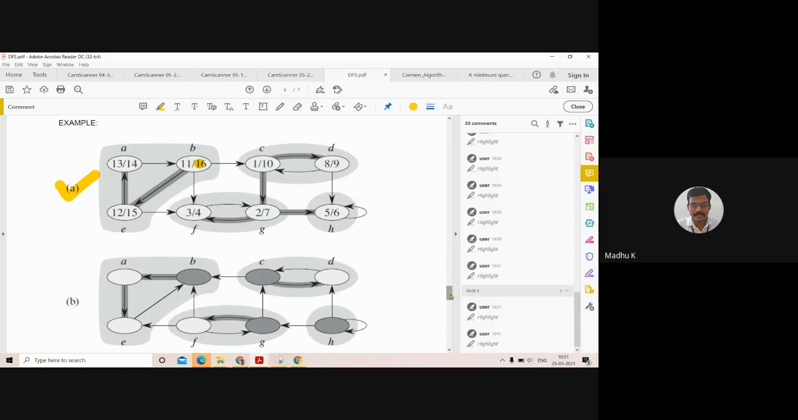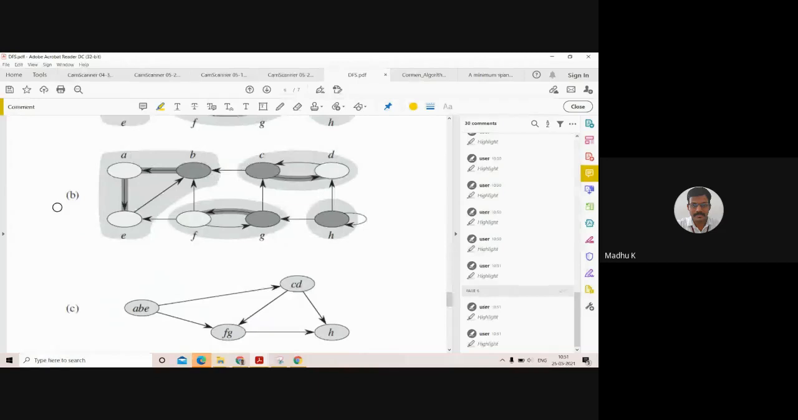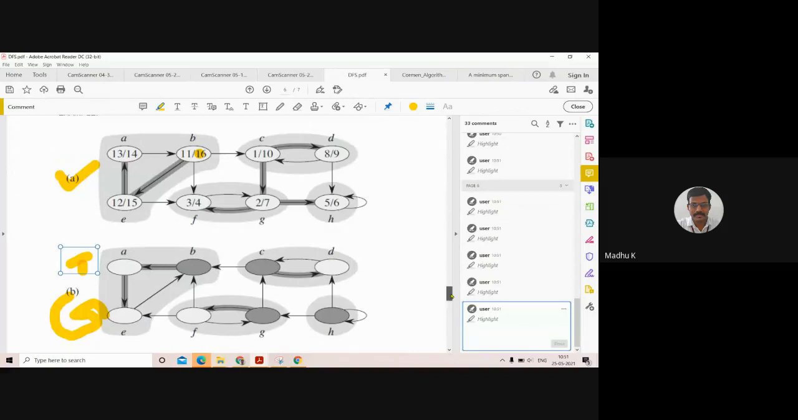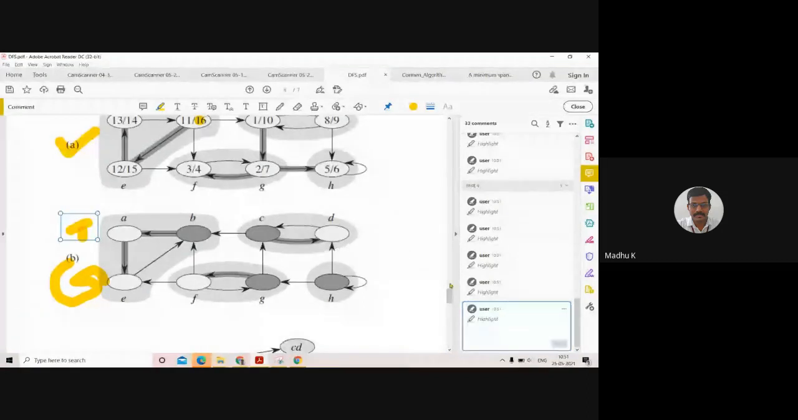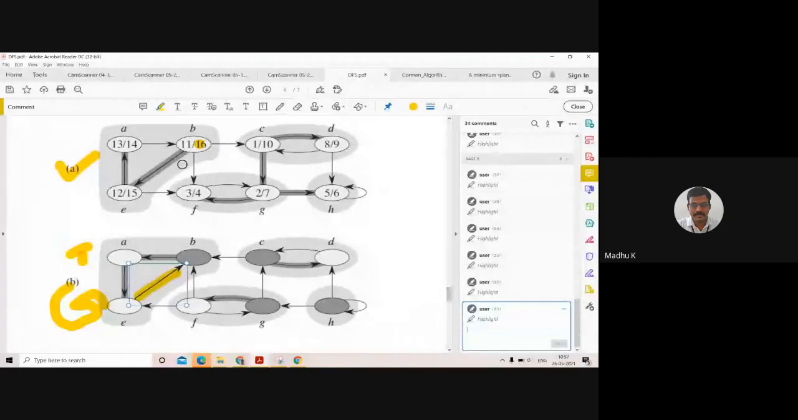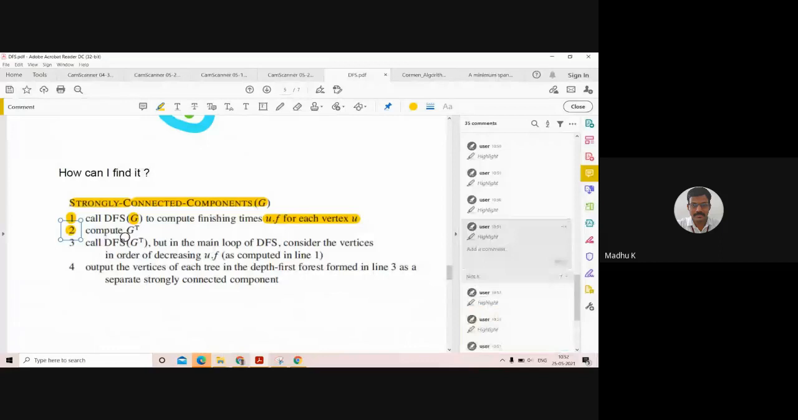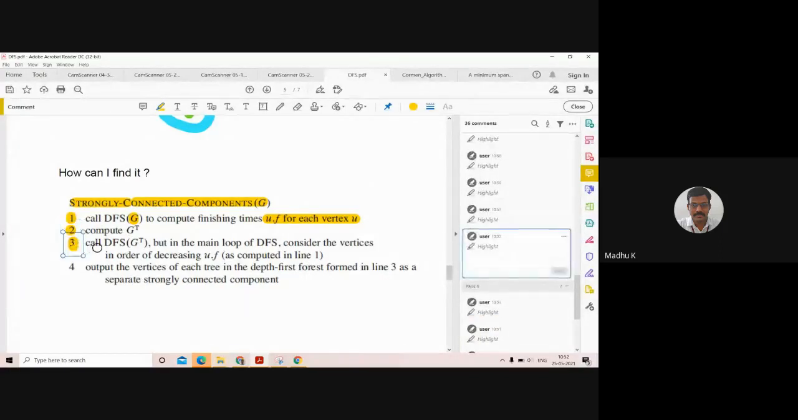So DFS is performed. Then we will find the transpose, G transpose. This is G transpose. How do we get G transpose? It's very simple, just reversal of edges. You can note here this edge goes in this direction, but in G transpose it goes in the other way. By reversing the direction of the edges, we get G transpose. Going back to the algorithm, in the second step, we calculate G transpose. And in the third step, we will call DFS, but with G transpose. We want to perform the DFS again with G transpose.